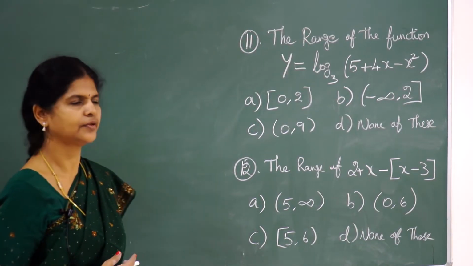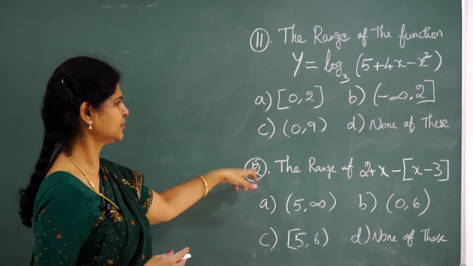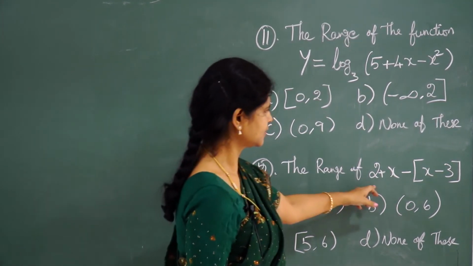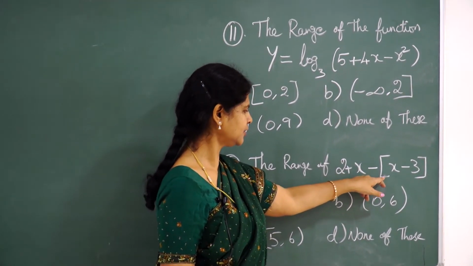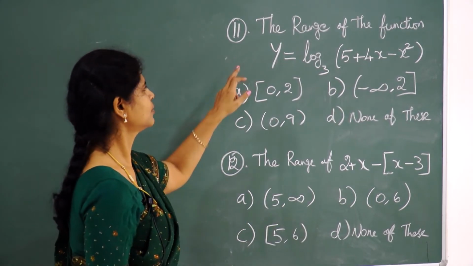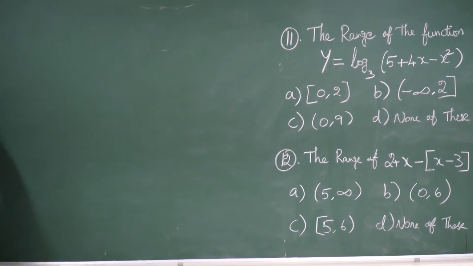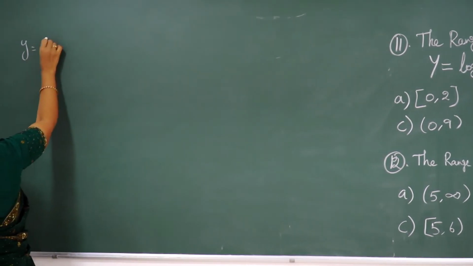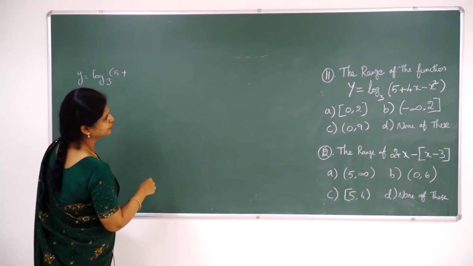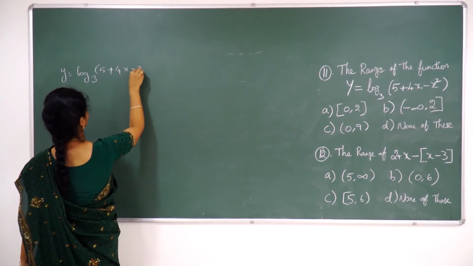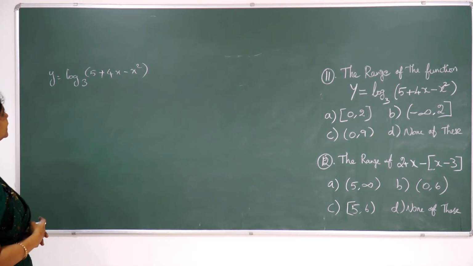Next question, you have to find the range of two functions. One is a logarithmic function, and the next one is a function involving the greatest integer. Using the greatest integer property you are going to find the range. So the first problem, the 11th question, is y equal to log to the base 3 of 5 plus 4x minus x square. This is in base 3, so raise to the power 3 on both sides.